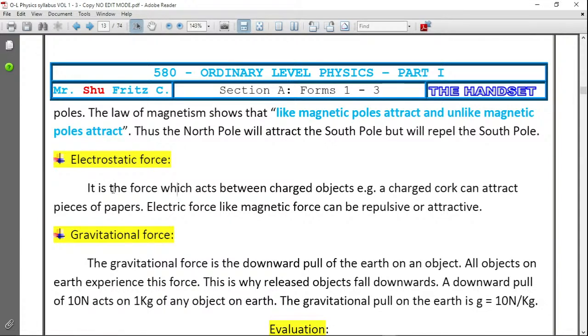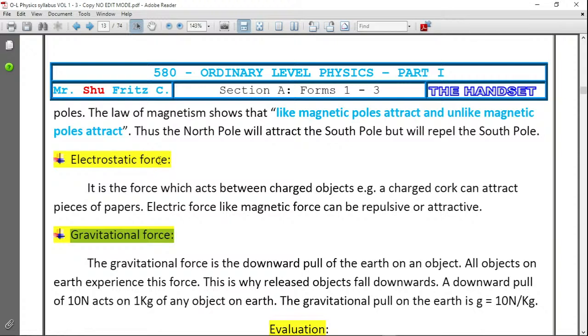The force that acts between charged objects, e.g. a charged cork can attract pieces of paper. Don't take it to a big piece of paper, because the force is too small to attract it. So electric force, like magnetic force, can be repulsive or attractive. The one difference with gravitational force is that gravitational force is only attraction.